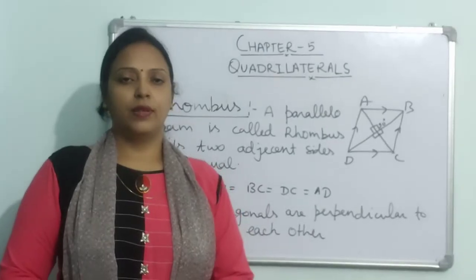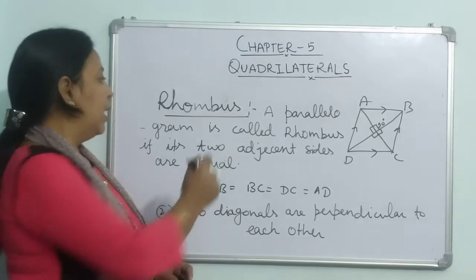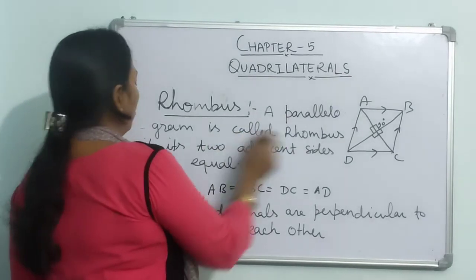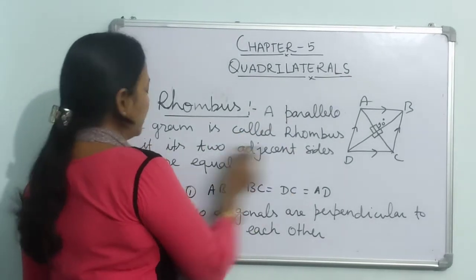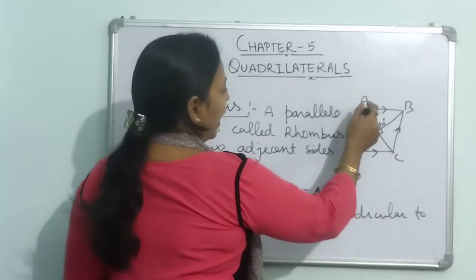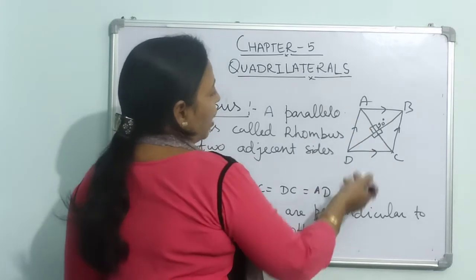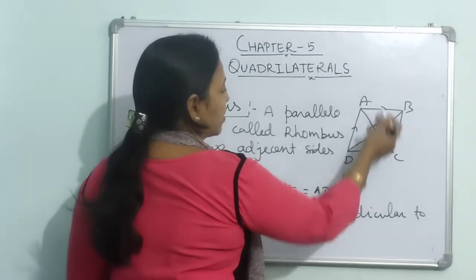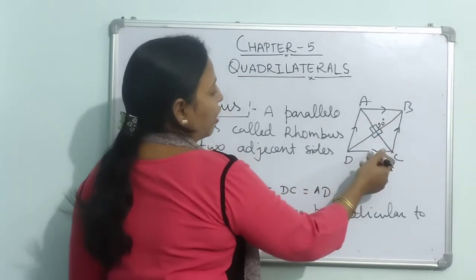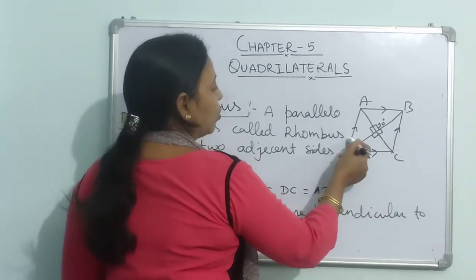Next is the rhombus. So what is a rhombus? A parallelogram is called a rhombus if its two adjacent sides are equal. Adjacent sides are equal means AB and AD are equal. And you all know this is a parallelogram. So in a parallelogram, opposite sides are equal. So AB is equal to BC also and AB is equal to AD.